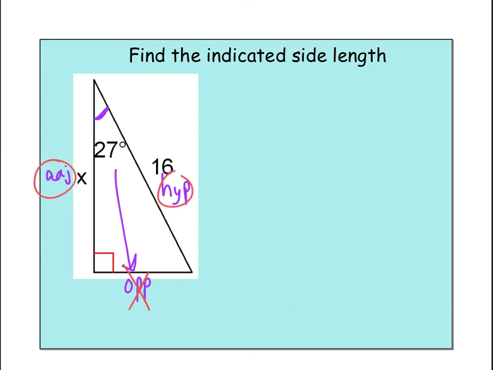So that is cosine. So I know the equation is that the cosine of the angle in degrees equals adjacent over hypotenuse. So x over 16, and we want to solve this for x, right? So what we're going to do is multiply both sides by 16.